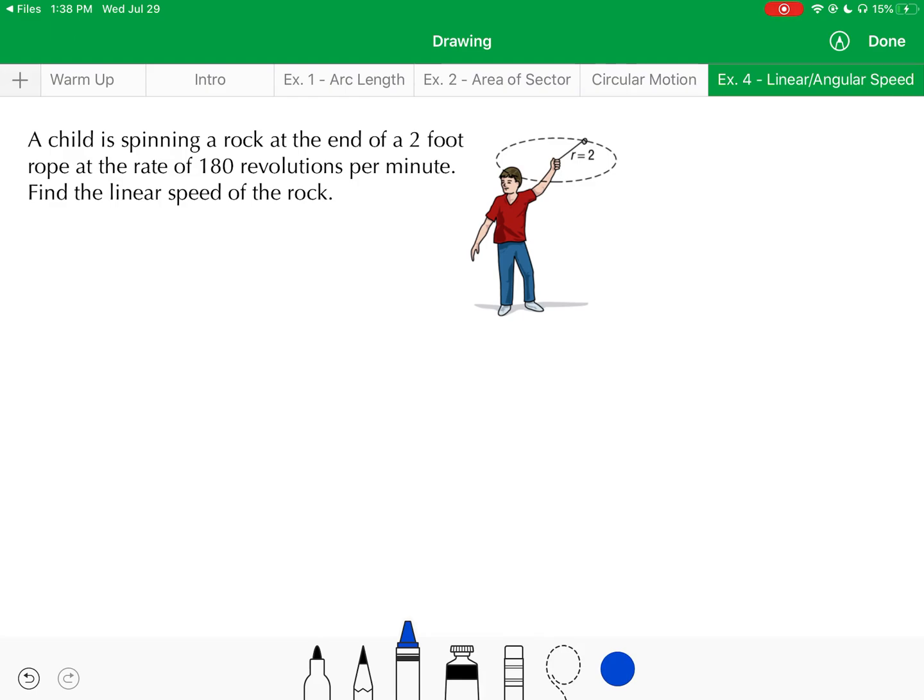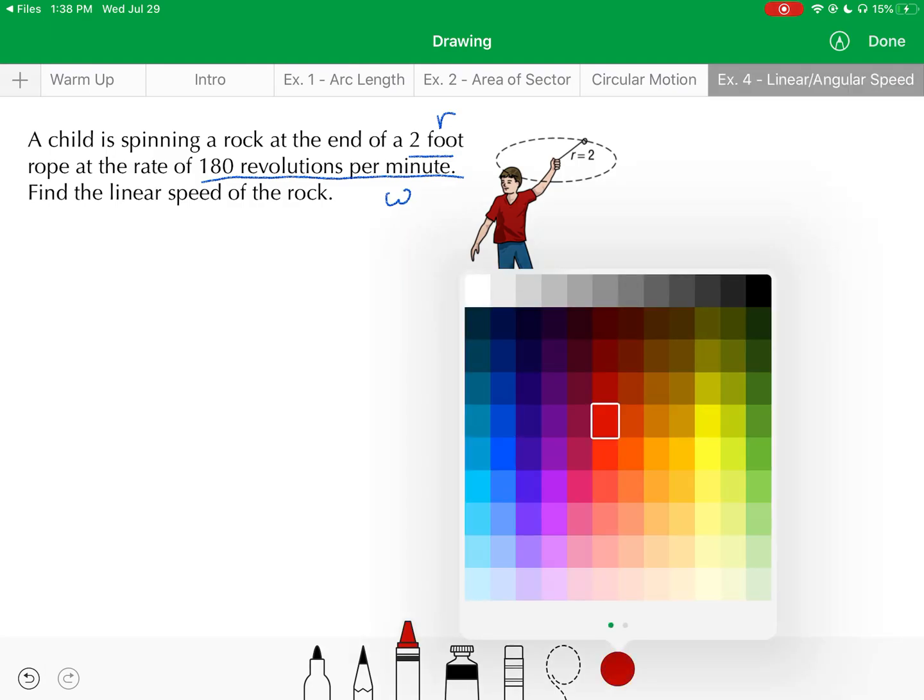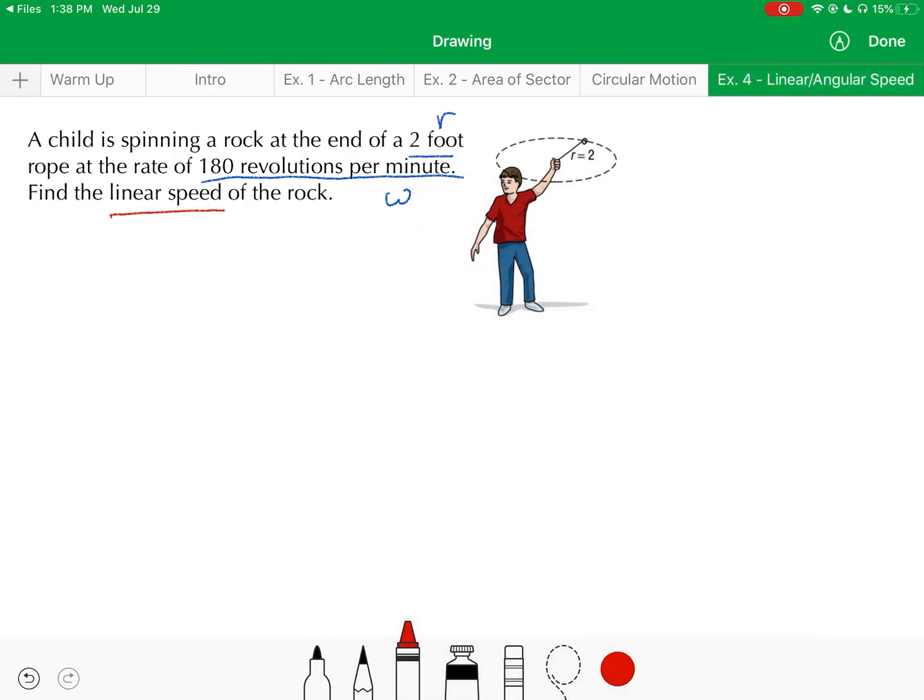You can think of the length of the rope as the radius of the circle that this object is traveling around. So this 2 feet is an r value. And then if it's traveling at a rate of 180 revolutions per minute, that is an angular speed. Now notice what we're being asked to find here. It says find the linear speed of the rock.